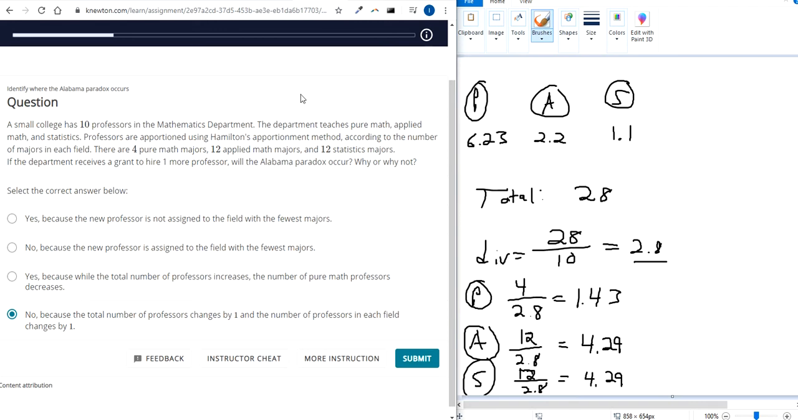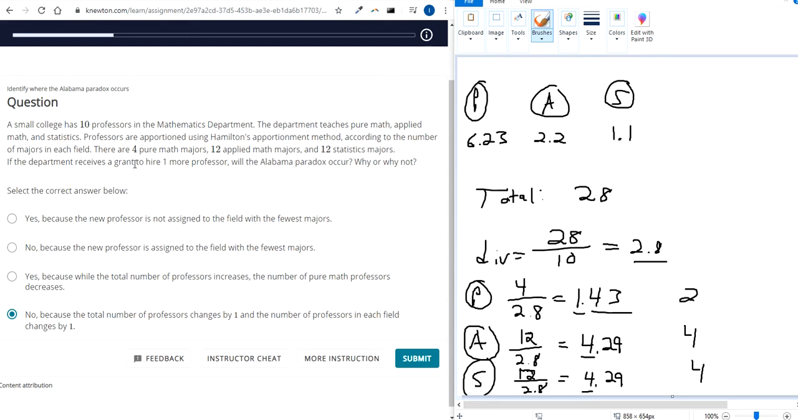Okay, so with the Hamilton method, first you look at the integers. There's 1 professor for pure math. There's 4 professors for applied and 4 professors for statistics. That adds up to 9. That means we're missing one of the professors because there's supposed to be 10 in total. So we're going to give it to the one that has the highest fraction. We're going to say there's 2 professors for pure math, there's 4 for applied, and 4 for statistics right now. Okay, so that's the first run through.